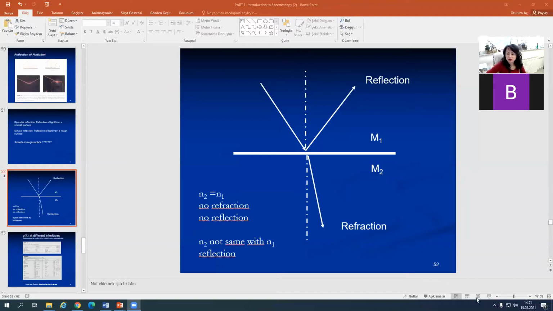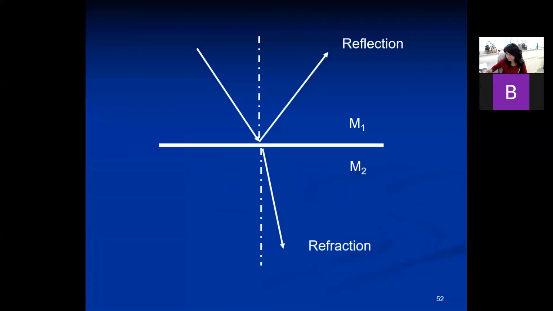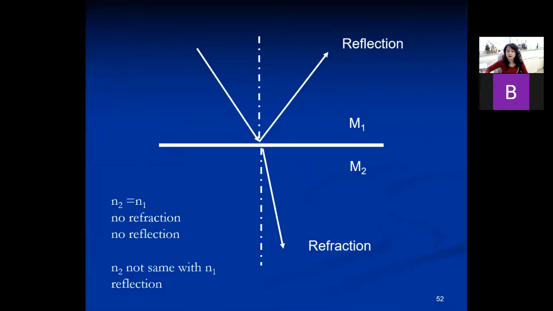I would like to share my screen here. We were talking about this one, I think. You can see that if the refractive index of two different media is equal to each other, there is no refraction or reflection. If these are not equal to each other, reflection will occur. Refraction depends on the refractive index of the two different media.